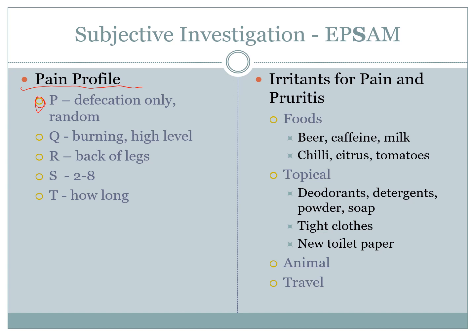The quality of pain ranges from a burning and itching sensation to a pressure, but it can also be quite high level and debilitating at times. So always ask what sort of quality of pain the patient is feeling. A burning sensation is more associated with hemorrhoids, whereas a high level pain associated with defecation is more associated with your anal fistulas. Radiation is not common, but can happen.